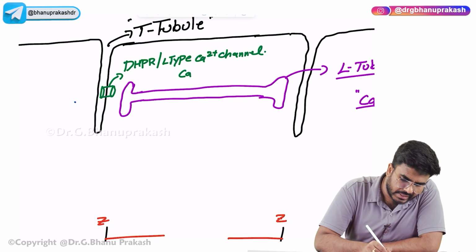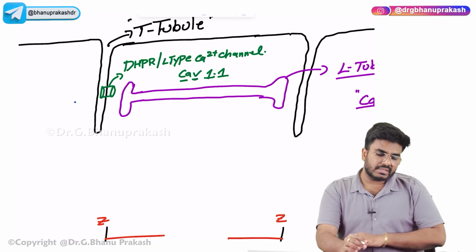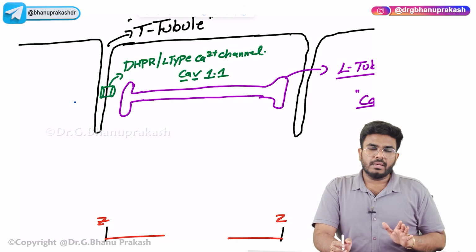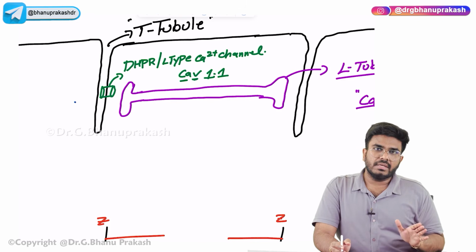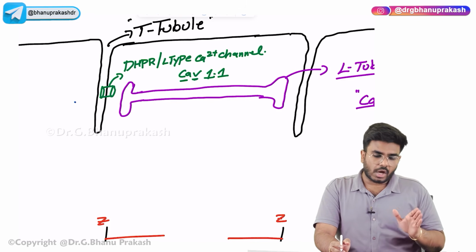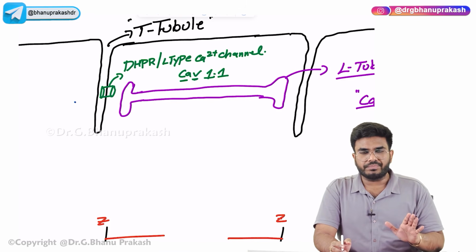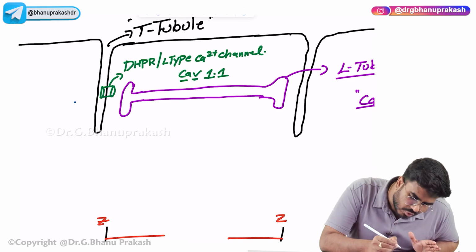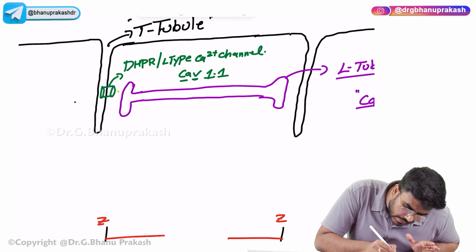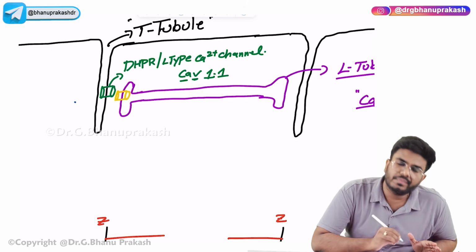It's also called CaV1.1, that is voltage gated calcium channel 1.1. So tell me, where is this L-type calcium channel or DHPR channel present? The DHPR channel is present on the T-tubule. Clear? Now one more channel which I am showing here. Look carefully. This channel is present on the L-tubule.